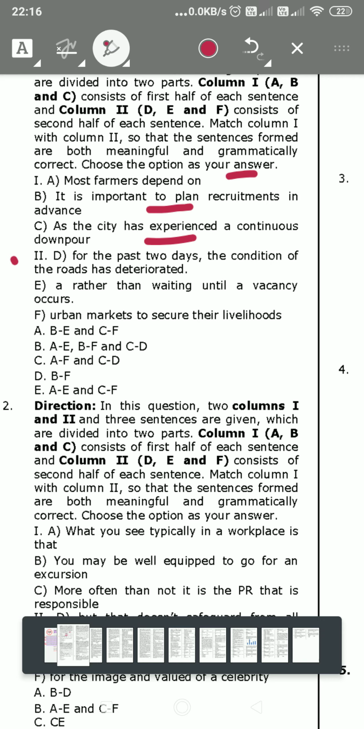Okay, so now we have to match the sentences. Most farmers depend on urban markets to secure their livelihoods. So A will be F. Okay, and let's see B. It is important to plan recruitments in advance. For the past 2 days the conditions, no, it doesn't match. Rather than waiting until a vacancy occurs, this also doesn't match. Urban markets to secure, this also doesn't match.